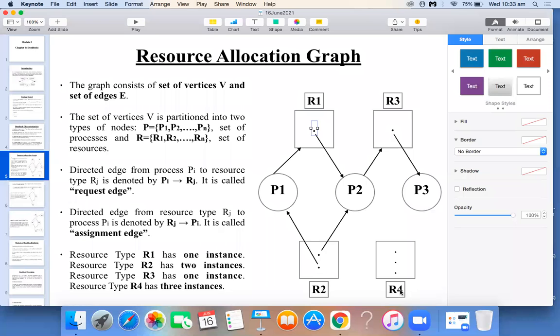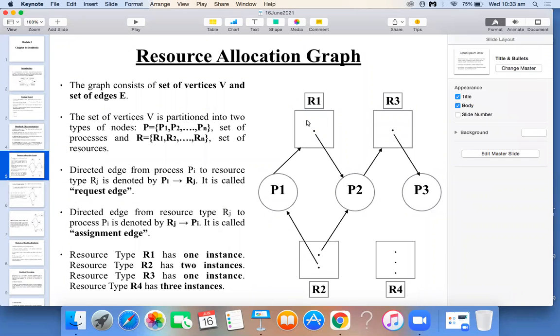Similarly, observe resource R4. How many instances do we have? There are three instances of resource R4. Just for example's sake, I will call R1 the CPU. So with one dot, how many CPUs do we have? R1 indicates the CPU resource. How many CPUs do we have here? One. That's it.